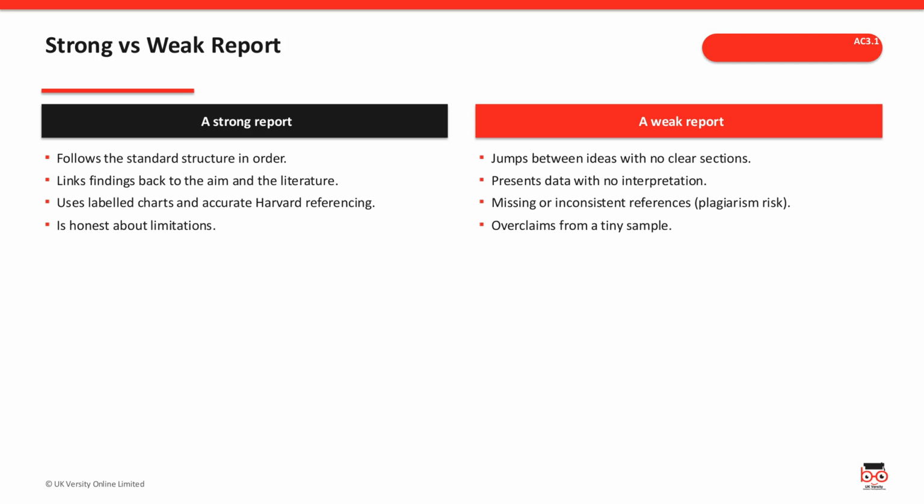It's clarifying to compare a strong report with a weak one. A strong report follows the standard structure in order, links its findings back to the aim and the literature, uses labeled charts and accurate referencing, and is honest about its limitations. A weak one jumps between ideas with no clear sections, dumps data with no interpretation, has missing or inconsistent references, and overclaims from a tiny sample. Knowing the difference is half the battle in writing the strong version.